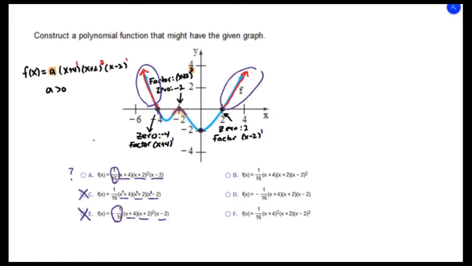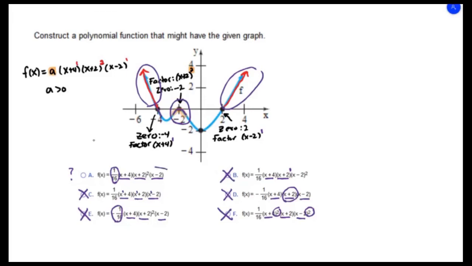The next one has x plus 4, x plus 2, but only one power of x plus 2, or one factor of it, so we know that doesn't match the multiplicity at that point. The next one has x plus 4, x plus 2, x minus 2. The multiplicity doesn't match, and also the degree doesn't match. That's an odd degree, and the end behavior doesn't match for an odd degree. Then we have x plus 4, x plus 2, x minus 2, but our multiplicity doesn't match on these two, so we can rule that one out.